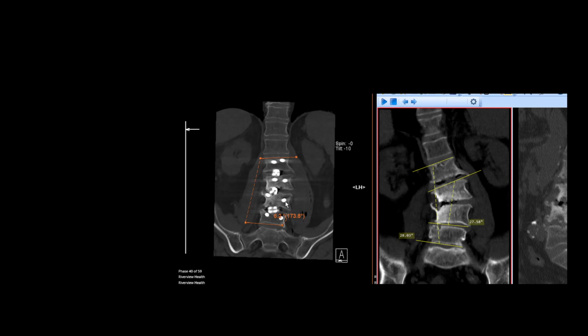This surgery took us about 1 hour and 50 minutes to perform, and literally this patient went home the next day after the surgery, so just stayed 1 night in the hospital.